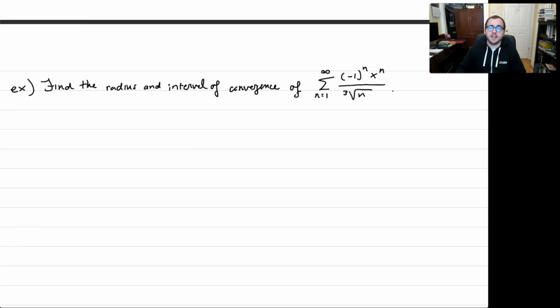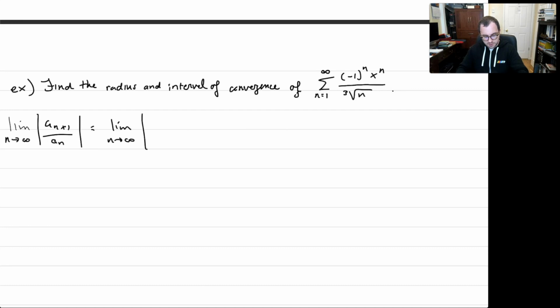Let's find the radius and interval of convergence of this alternating series x to the n over the cubed root of n. It's no surprise, given the power that you see there, that we're going to evaluate this limit of absolute ratios. And this is going to let the ratio test tell us what values of x make this series converge.